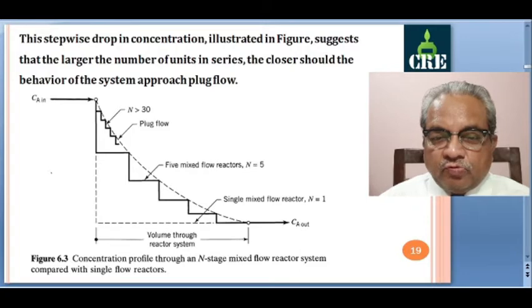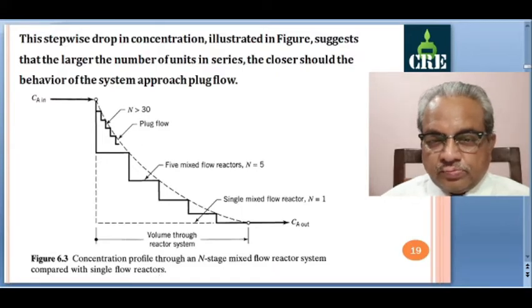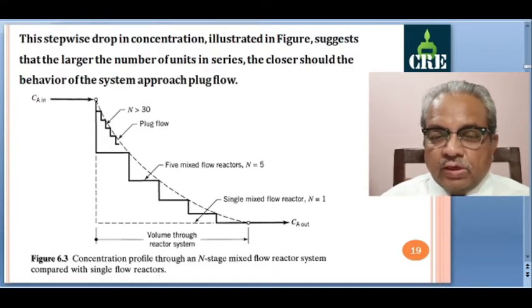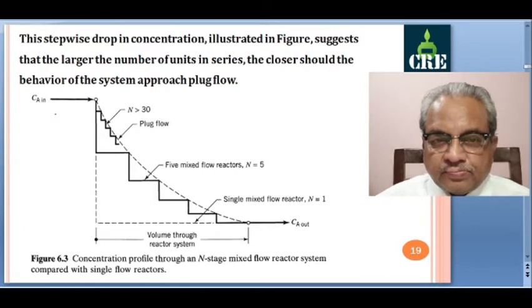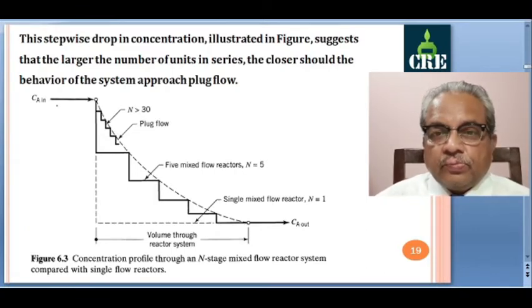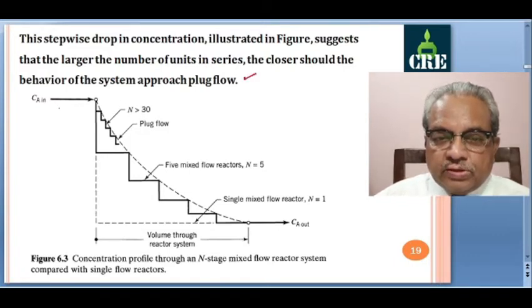Now we will see the concentration profile through an n stage mixed flow reactors system as compared to the single flow system. A single mixed flow reactor, and n may be 2, 3, 5, 30, anything. What this figure suggests is that the larger the number of units in series, the closer is the behavior to plug flow. You can see the stages shown here.